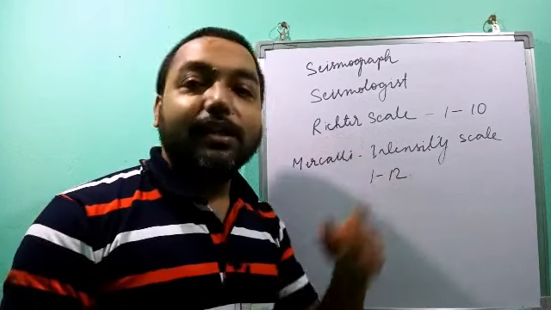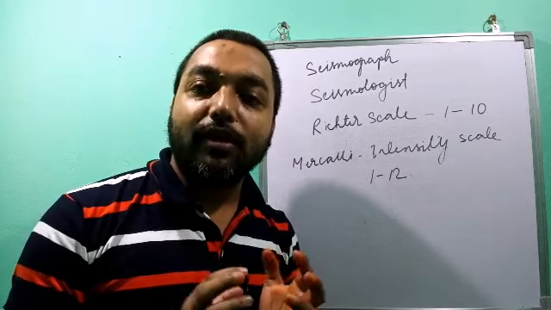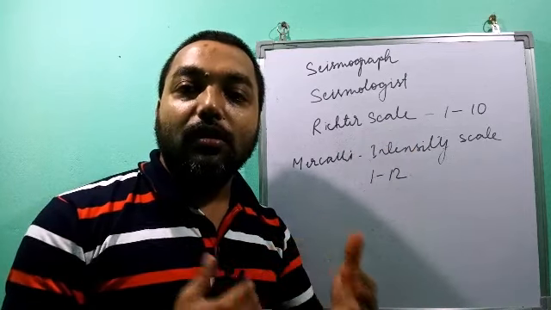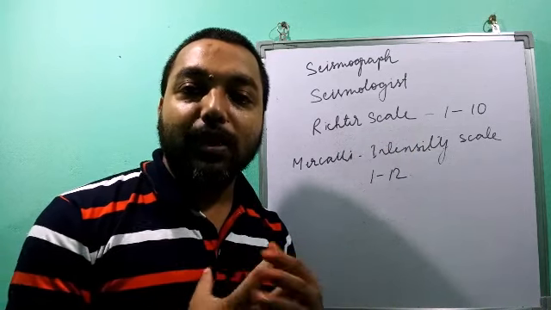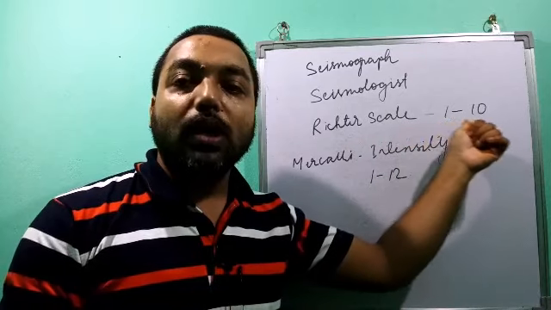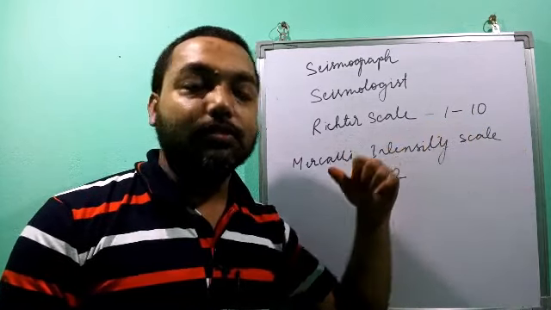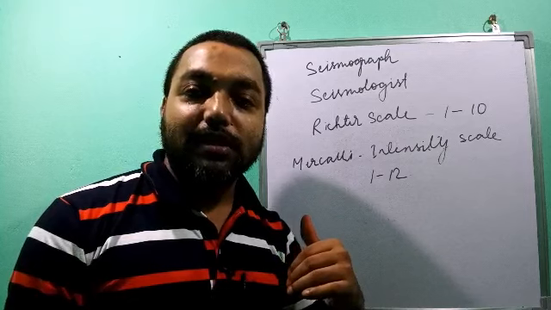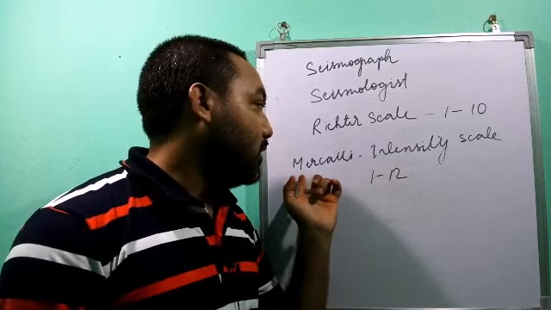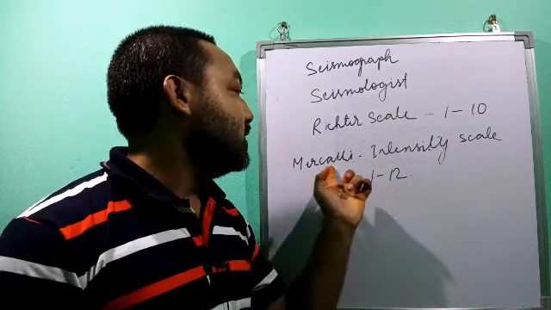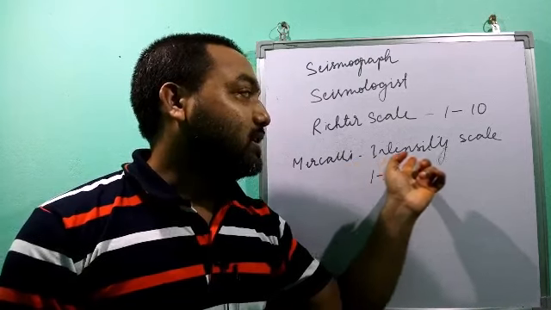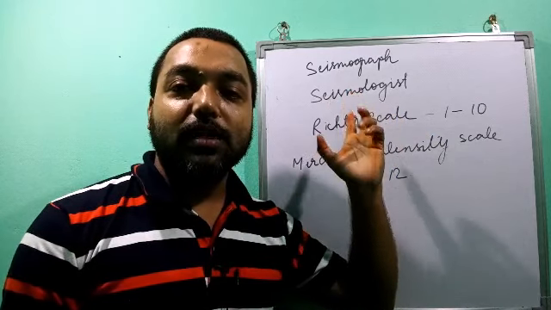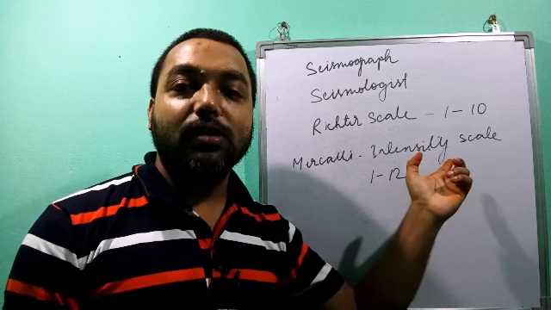Then the unit that is used for measuring the magnitude of the earthquake is called the Richter scale. It measures the earthquake waves, and it is between 1 to 10. Then there is also the intensity that is studied on the surface of the earth. This is given by a German scientist, Mercalli, and it is known as the intensity scale. The magnitude inside the earth is measured by the Richter scale. On the surface of the earth, it is the intensity scale.